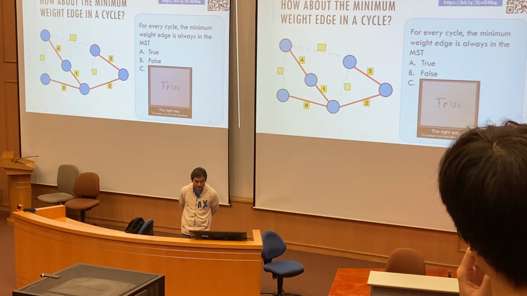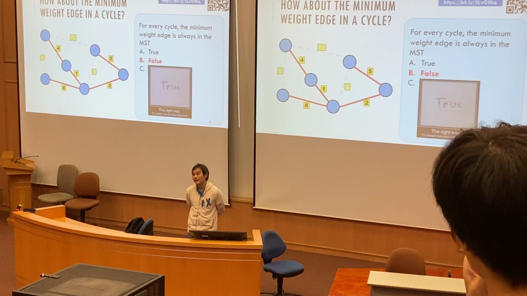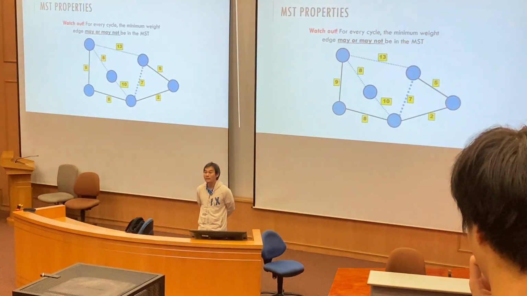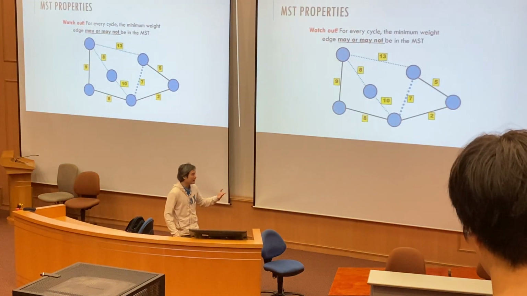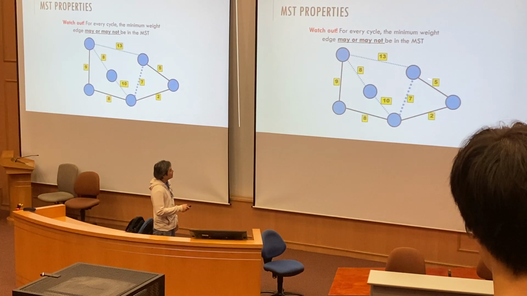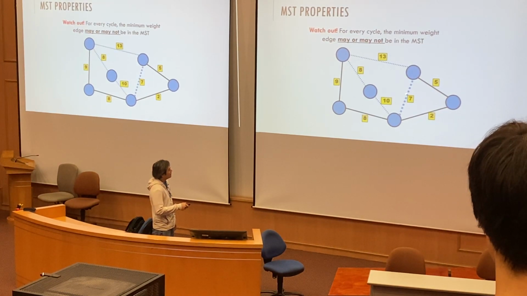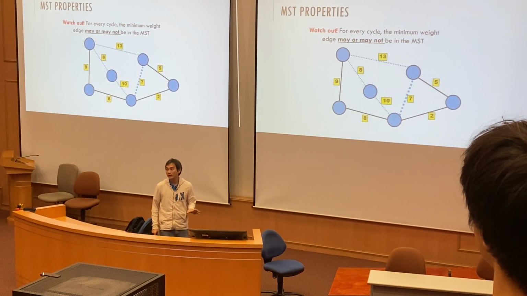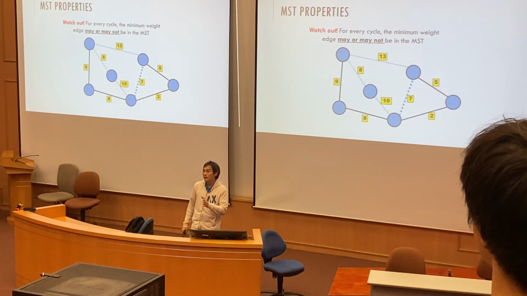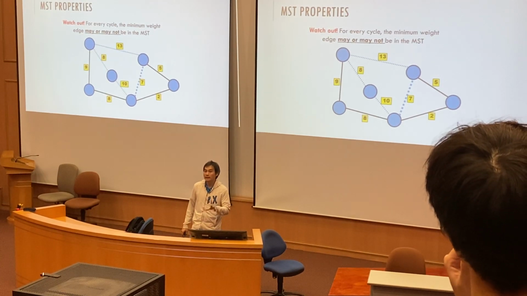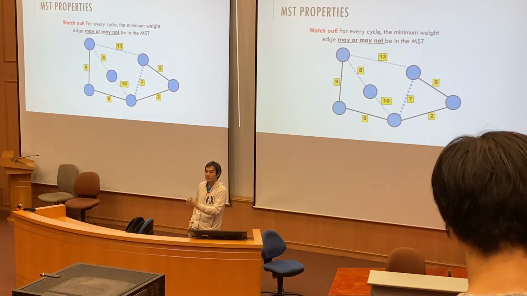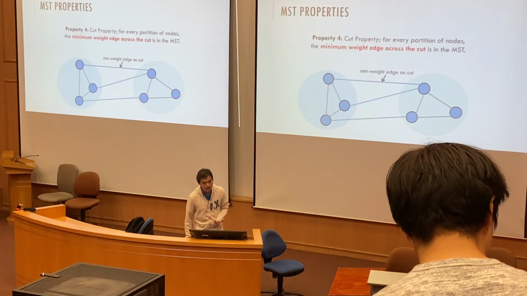The answer is false. The minimum weight edge is not always in the MST. It may or may not be in the MST. Here's a counterexample. This is the MST, in black. This 7 is actually the minimum weight edge along this cycle and on this cycle, and you notice that 7 is not in the minimum spanning tree. So the minimum weight edge on a cycle is not necessarily in the MST. We know that the maximum weight edge cannot be in, but it's not necessarily true that the minimum weight edge is inside. So don't be tricked here.